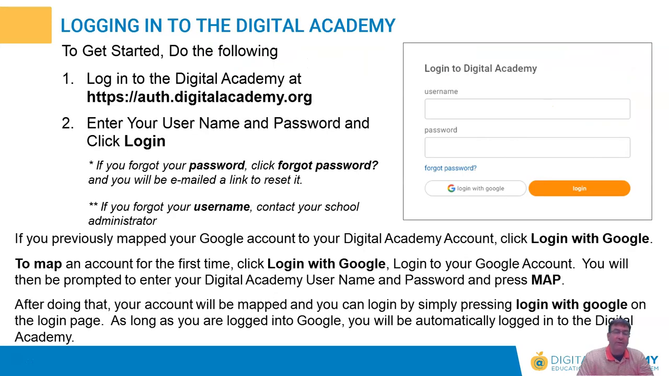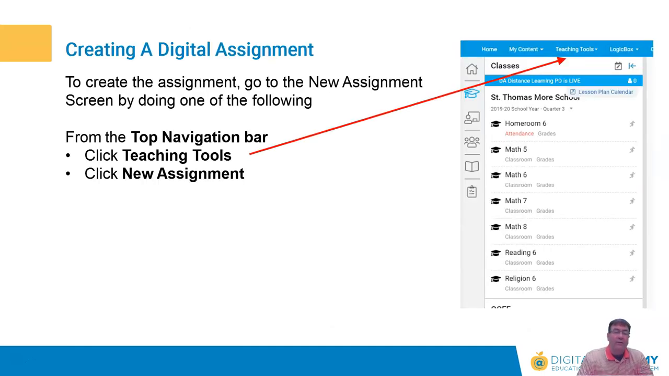The first thing you need to do is log into the Digital Academy. You can do that by going to auth.digitalacademy.org. If you're having issues, pause the video and read the verbiage on this slide. Once you're in, teachers need to create a digital assignment. They can do that in a number of ways.